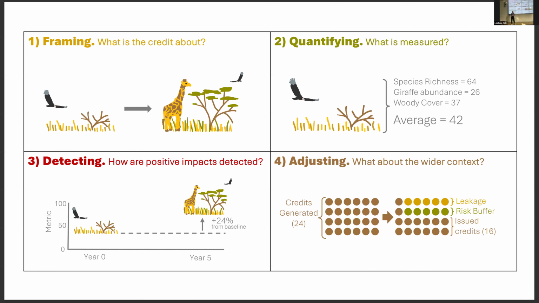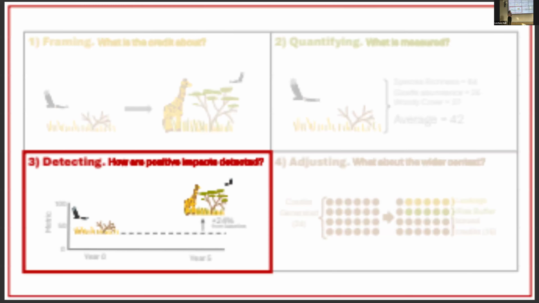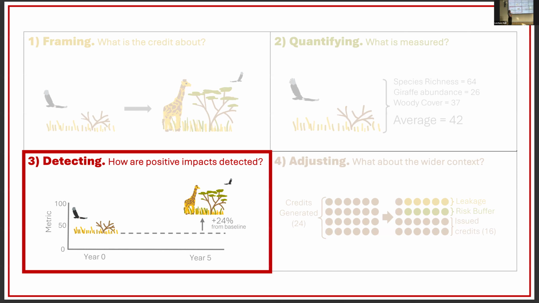All right, that's the quantifying stage. Next, we have detecting. So this is where we're talking about, we figured out how we're going to measure our ecosystem. How do we now know whether it's been conserved or restored through time?